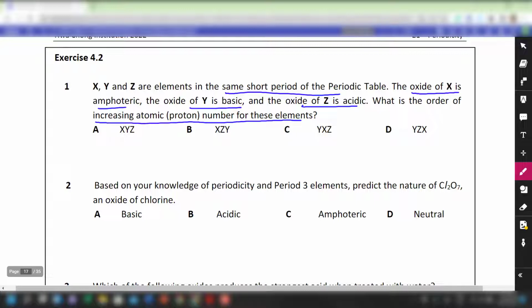I think we are very familiar with this already. If it's basic, it's clear that it has the lower atomic number, so that will be on the left hand side, that will be Y. Then if it's amphoteric, it could be right in the middle. And if it's acidic, then it will be on the right hand side. So the only option which fits this is option C.